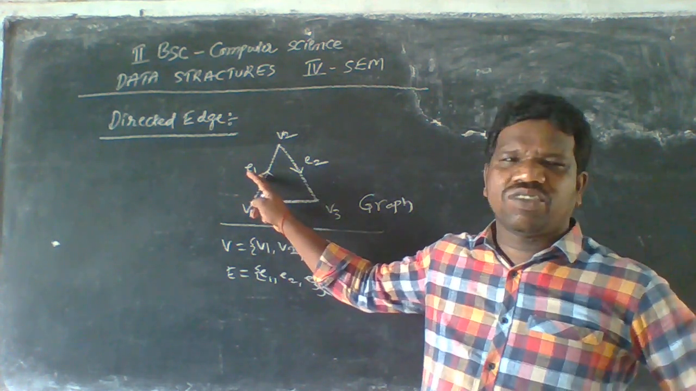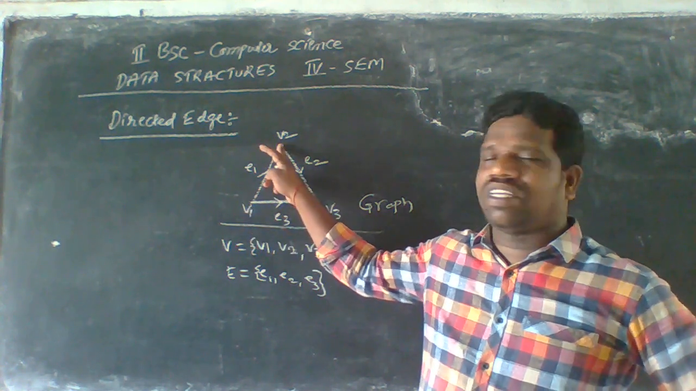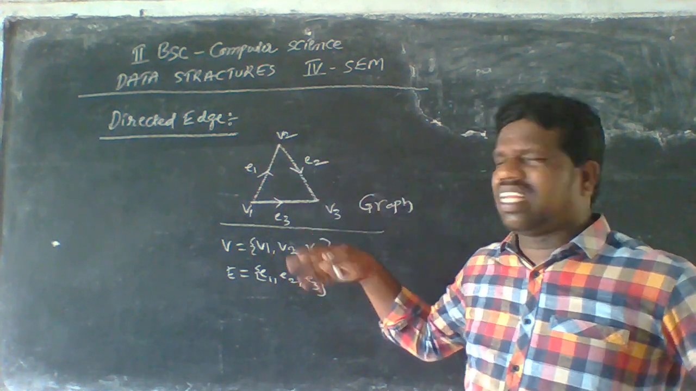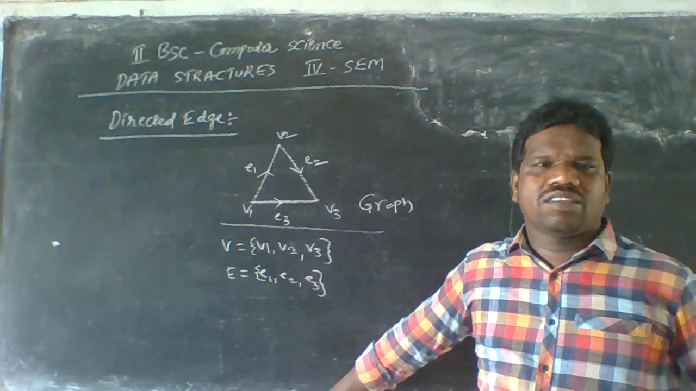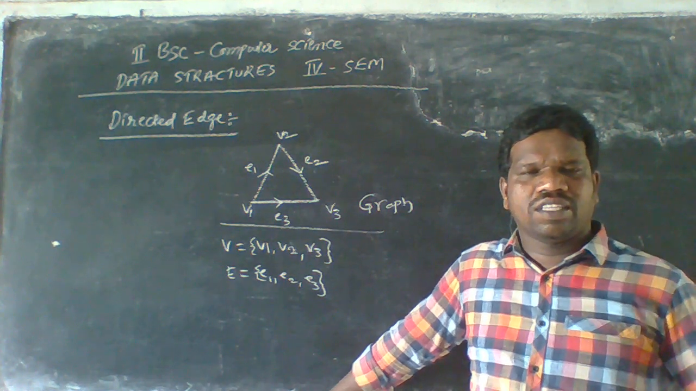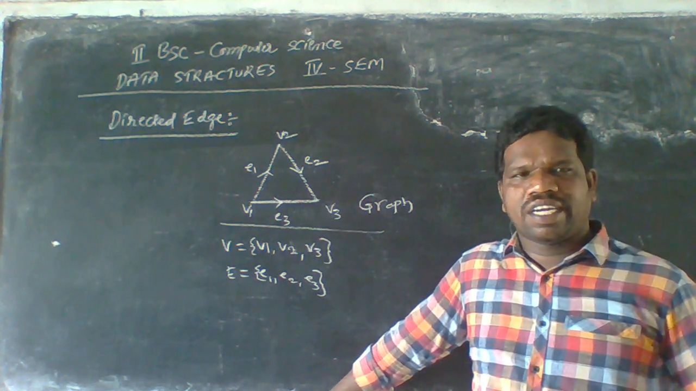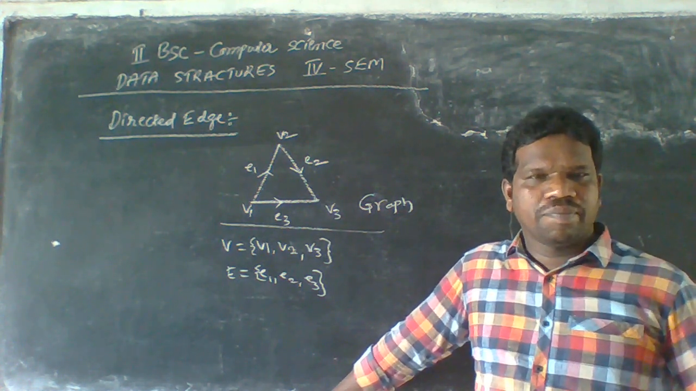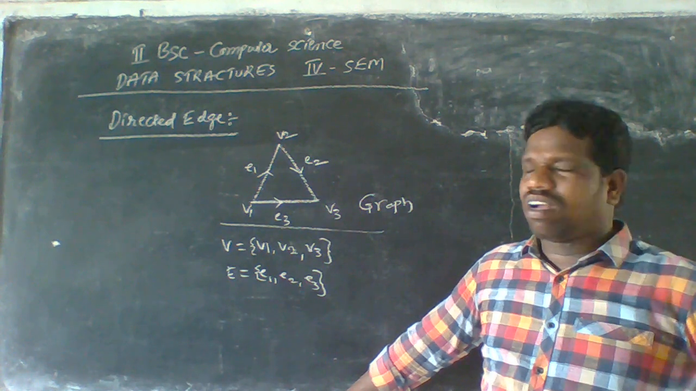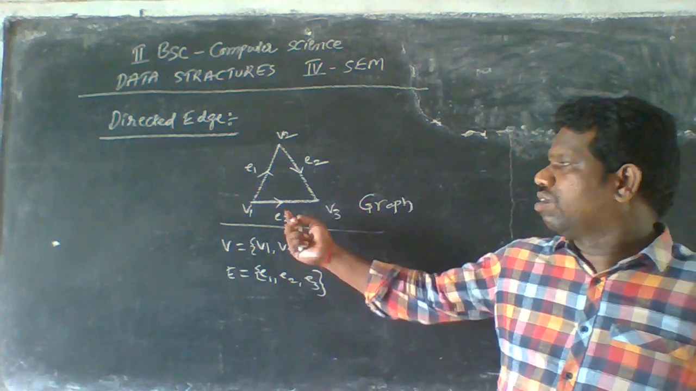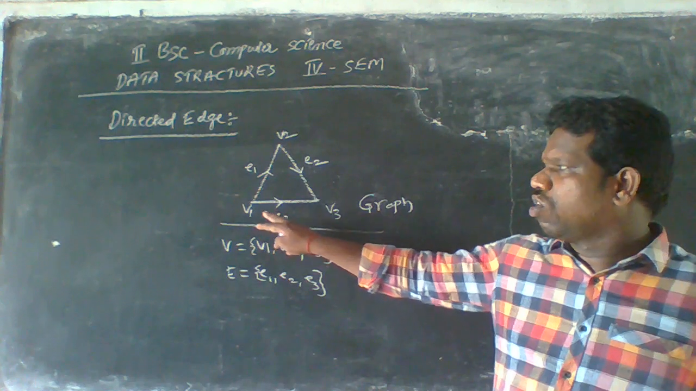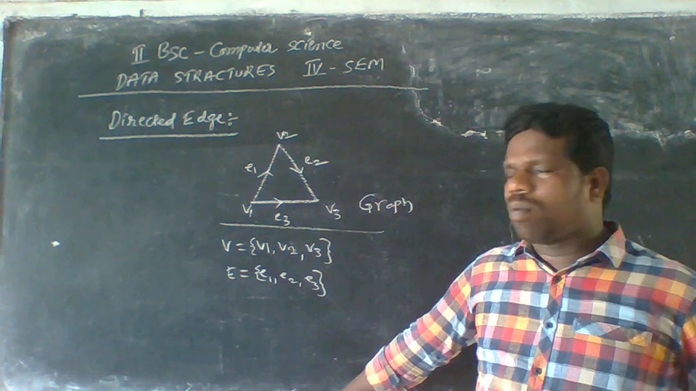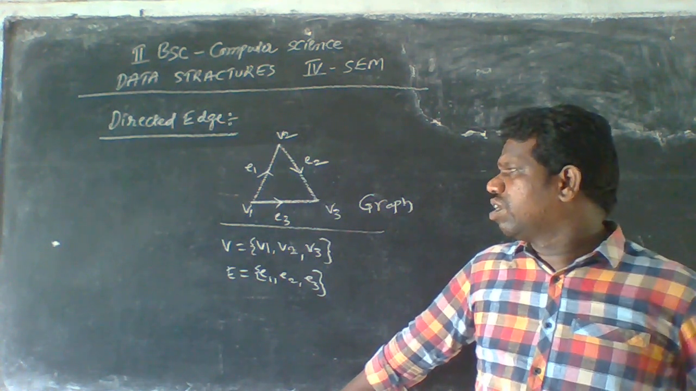E1 is formed with the help of V1 and V2 here. And then E2 is formed with the help of V2 and V3 vertices here. Vertices or nodes are both called the same here. In tree diagrams we call them nodes, while when using graphs we simply call them vertices here. And the E3 edge is formed with the help of V1 to V3 here.